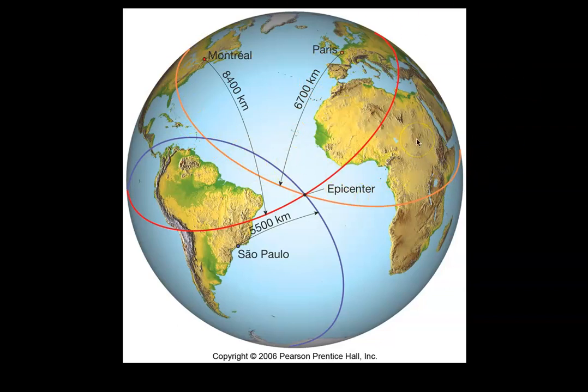So, if 3 people, or 3 locations rather, make a circle, the 3 circles will intersect right at the epicenter. Because 3 places are required, just like 3 sides in a triangle, this method is called triangulation.